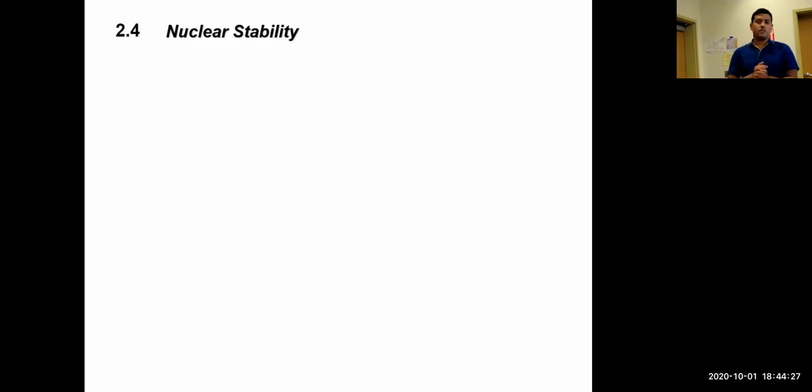Hello, this is part 4 of the chapter 2 lecture. In this part, we are going to talk about nuclear stability and try to make some sense of what makes a nucleus stable, what makes an atom stable.